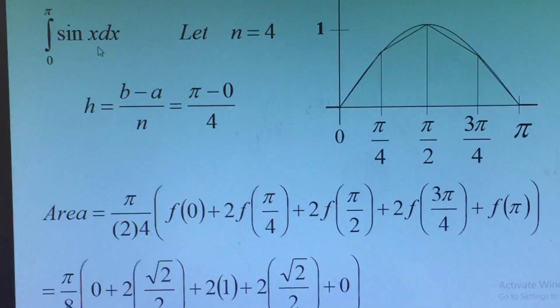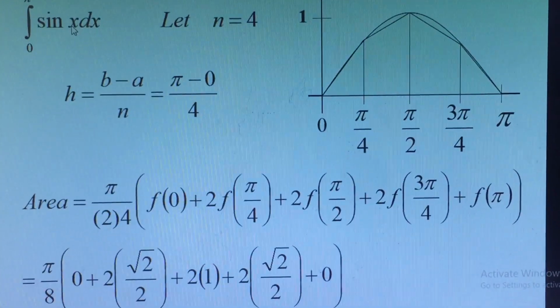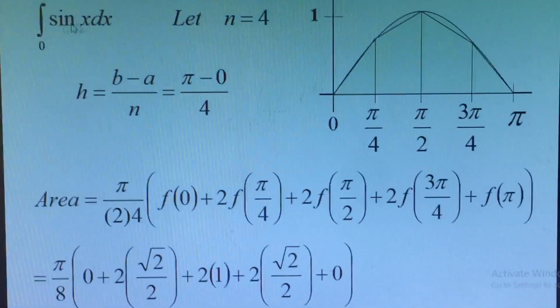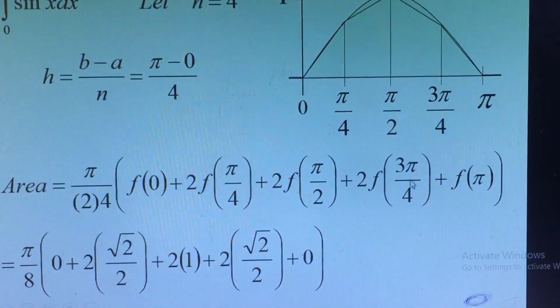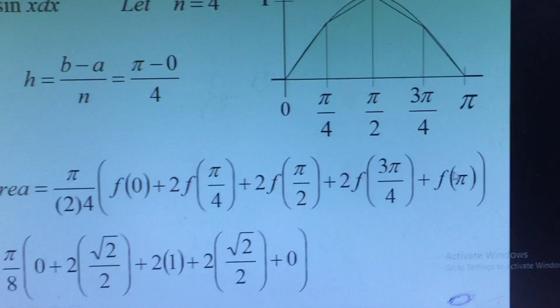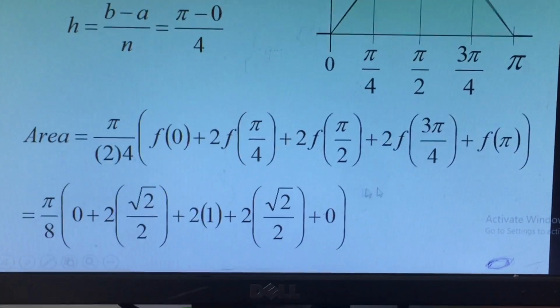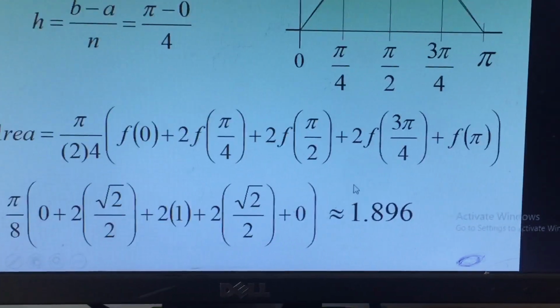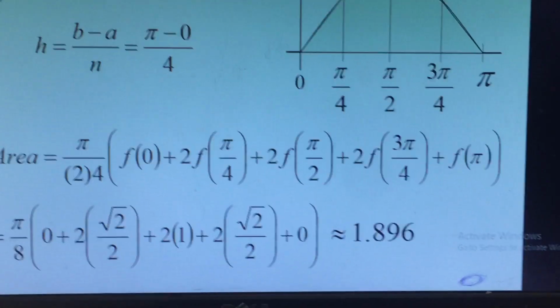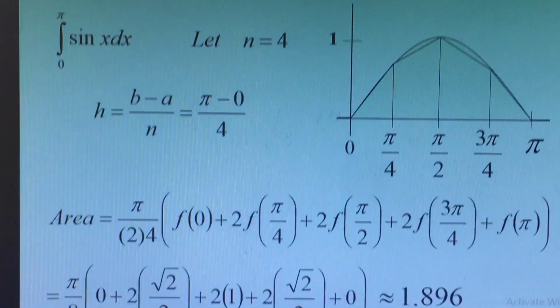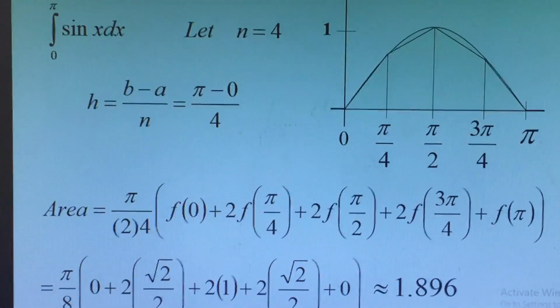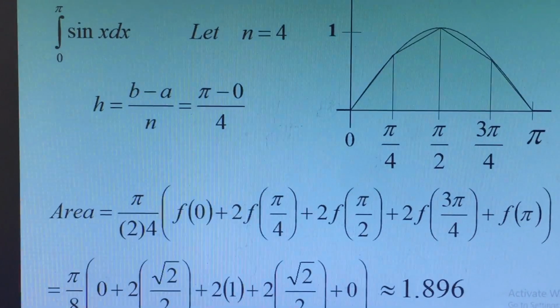F of 0, sine 0 is 0, sine pi by 4 is root 2 over 2, sine pi by 2 is 1, and sine 3 pi by 4 is root 2 over 2, sine pi is 0. And then we get 1.896. If you do it without the technique, you find a similar answer, 1.896.